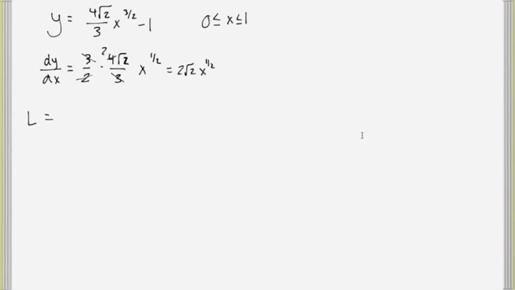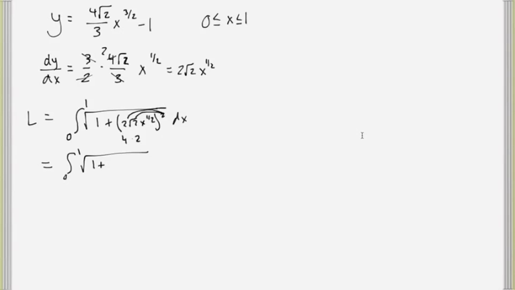Our arc length formula is then the integral from a to b. They gave us the endpoints there. We're going from 0 to 1. Square root of 1 plus our derivative squared. So now when I square this thing out, when I square out 2 square root of 2, I need to square the 2 and get 4. Square the square root of 2 and get 2, so I get 8x dx. That's so nice. And it ended up cleaning itself up really pretty nicely here.